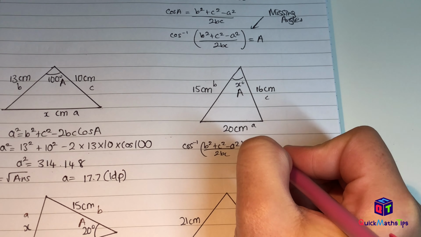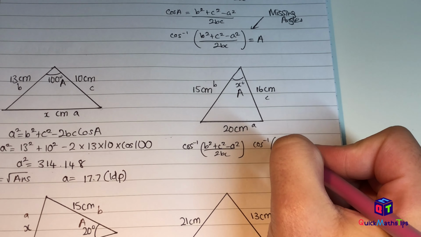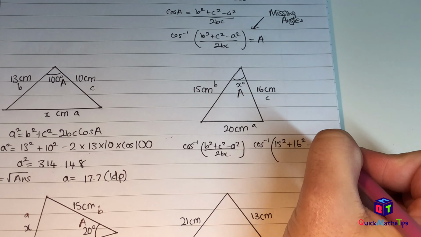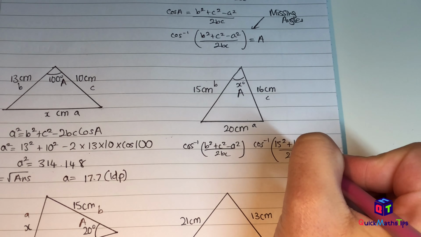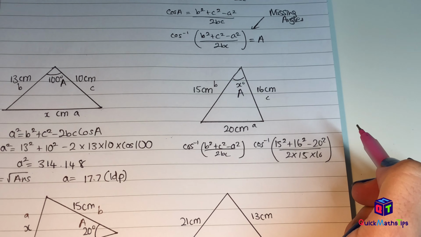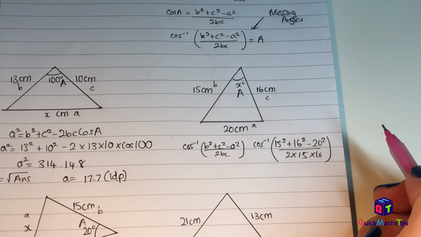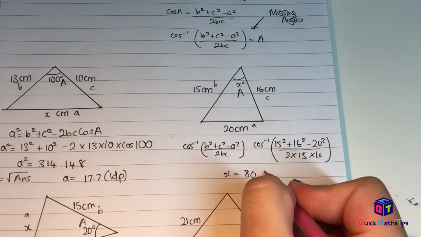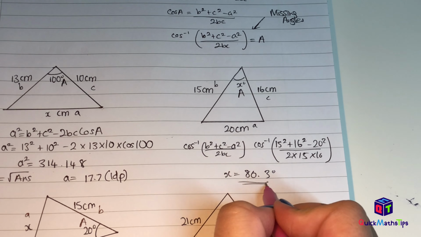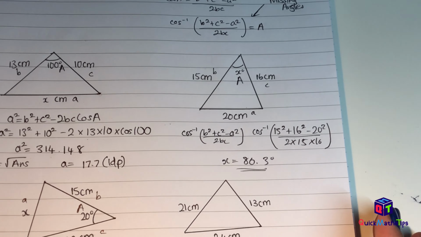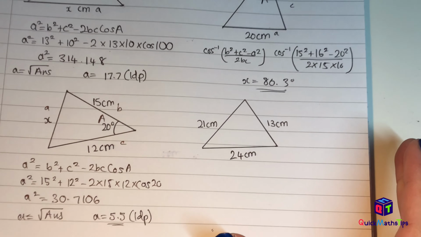Now if I substitute my values in, I'll do shift cosine, 15 squared plus 16 squared subtract 20 squared, divided by 2 times 15 times 16. Plug it straight into my calculator. Always remember to do shift when you're working out a missing angle, and you should get your missing angle to be 80.3 degrees to 1 decimal place. Okay, now let's have a go at the next question.